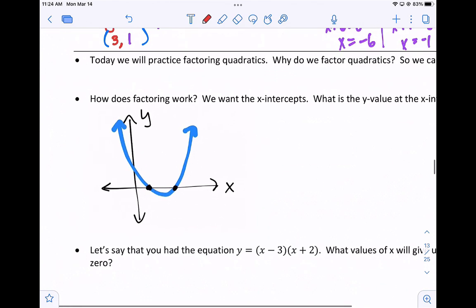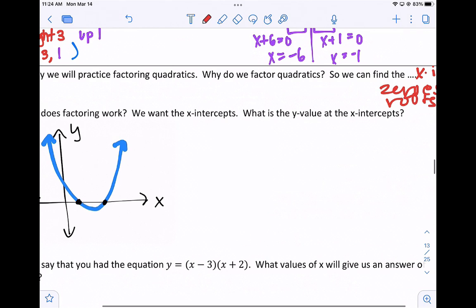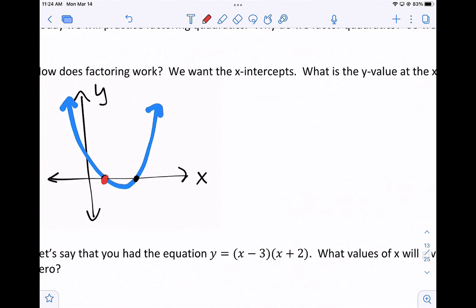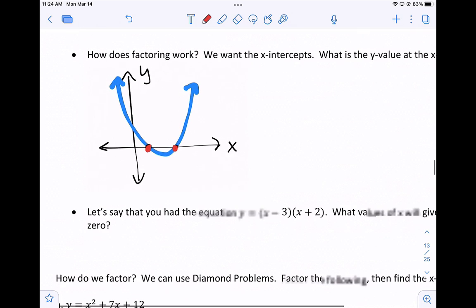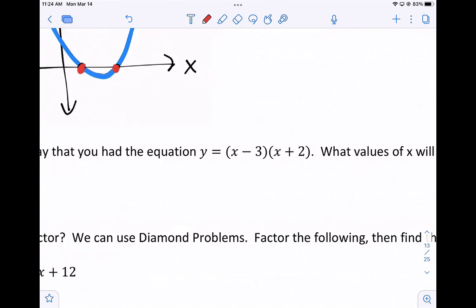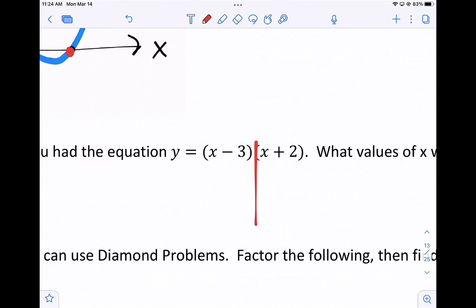How does factoring work? Well, we want the x-intercepts, and then what is the y value? The x-intercepts is at 0. So again, here's the x-intercepts, y equals 0 there, and so that's what we're looking for. And it says, let's say you had the equation y equals x minus 3 and x plus 2. What x values will give us 0? And it's called using zero product property, because if either one of these is 0, the whole thing is 0, because 0 multiplied to anything is 0.